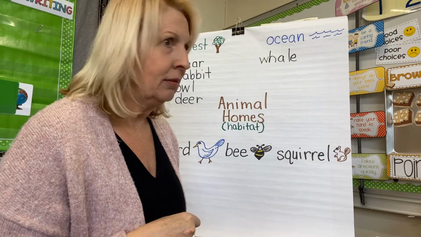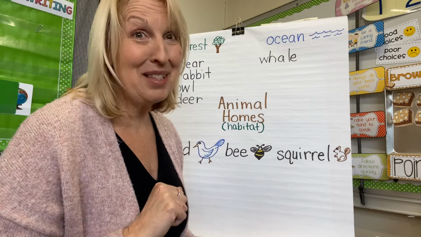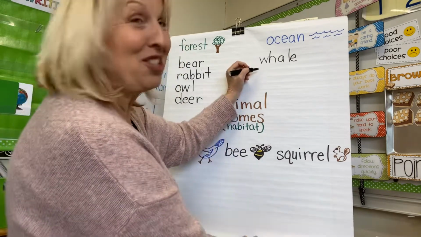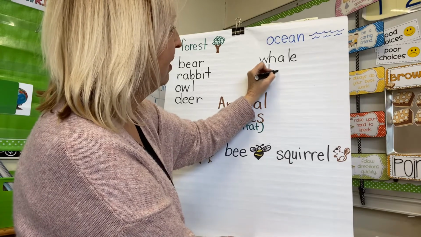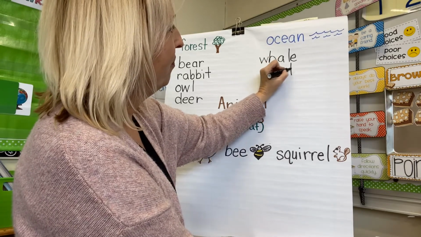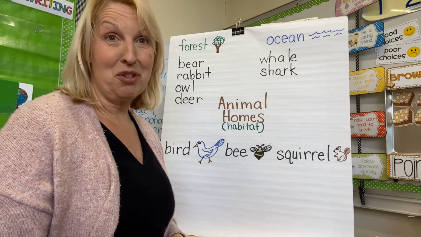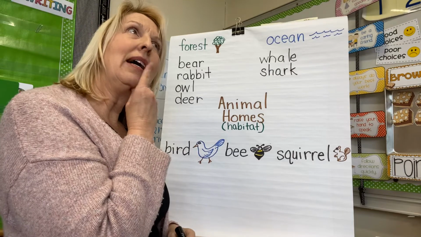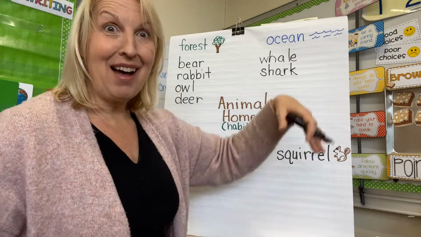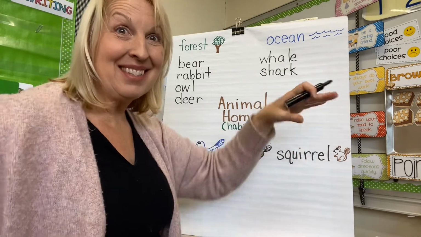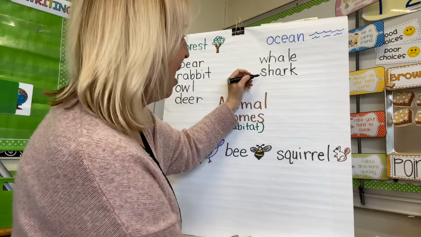Oh, I know. Dun-dun, dun-dun. Are you thinking what I'm thinking? Your moms and dads may know what I'm thinking. That's a shark. Yeah, sharks live in the ocean. Sharks definitely live in the ocean. What else? Ooh, I know one that has lots of wiggly arms. Are you thinking what I'm thinking? How about this?